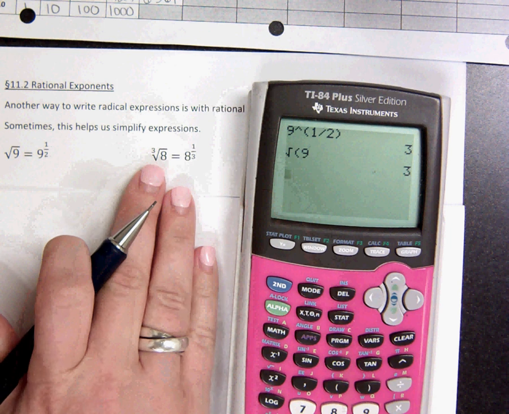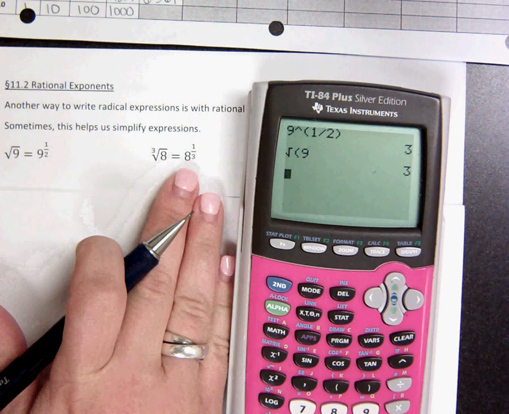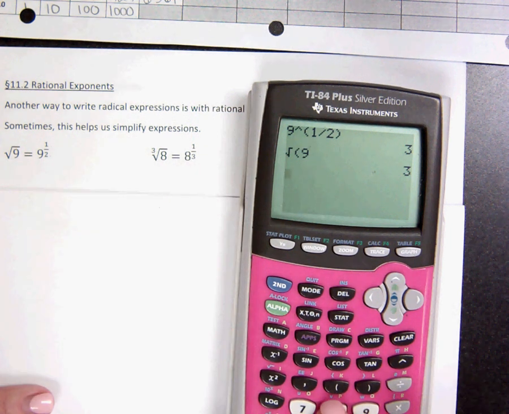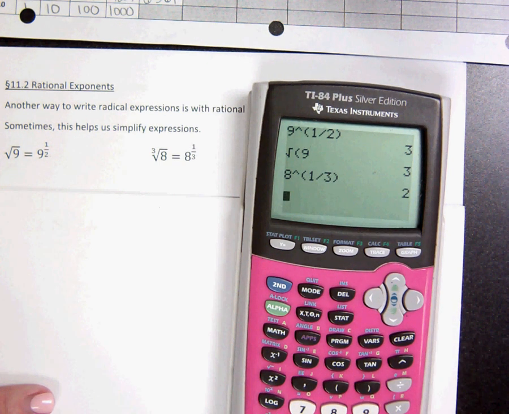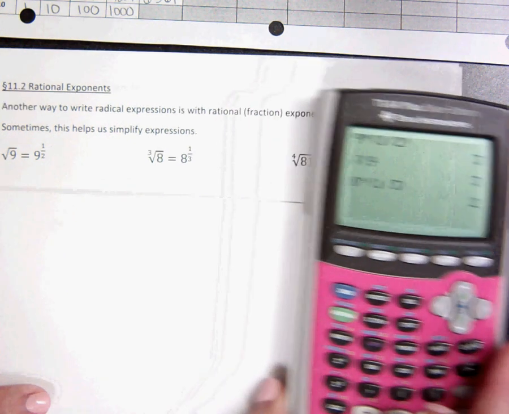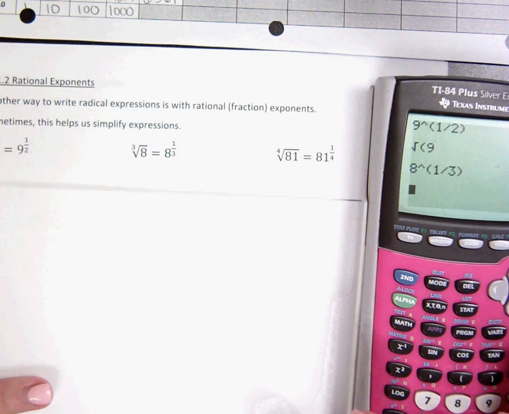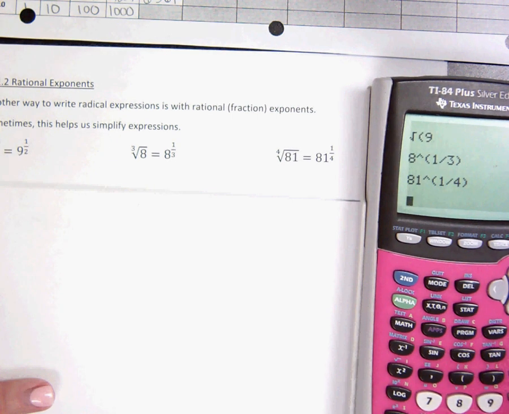Same idea with the cubed root of 8. We can also write that as 8 to the 1/3 power. So if I do 8 raised to the 1/3 power, it gives me the same answer as the cubed root of 8, which is 2. And then one last time, the 4th root of 81 can be written 81 to the 1/4 power. So if I do 81 to the 1/4 power, I also get 3.